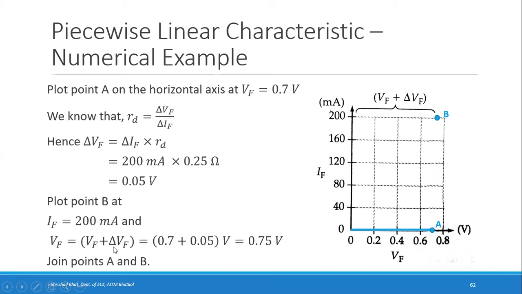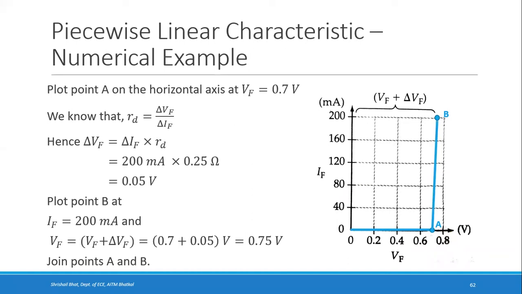So it is this particular point. VF plus delta VF is 0.7 plus 0.05, you get that particular point, 0.75. So point B is marked at 0.75 volts. Once you get this point, you join those two points, point A and B. So this is the piecewise linear characteristic for that particular example.